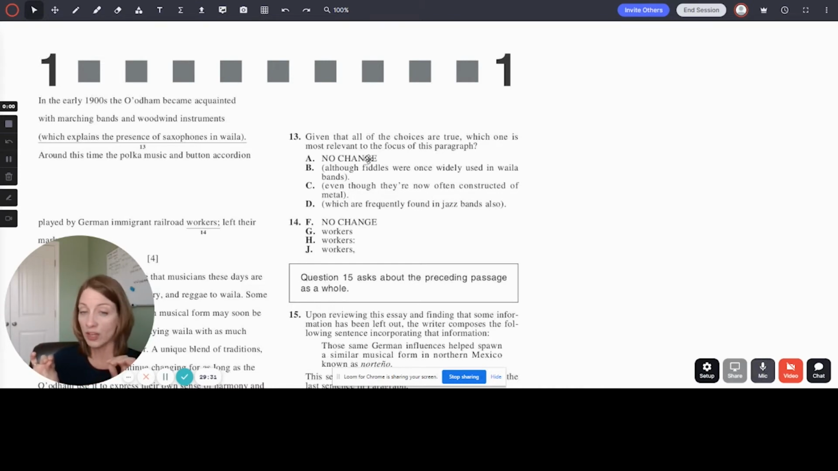Okay, although fiddles were once used in Wally bands, even though they're now often constructed of metal, which are frequently found in jazz bands also. Okay, so I'm going to go with A, no change. So what made me decide that? Okay.